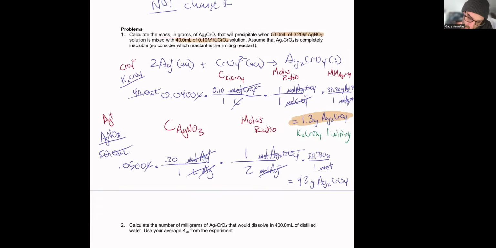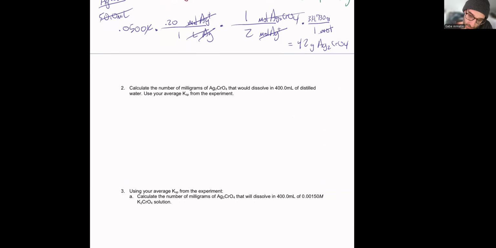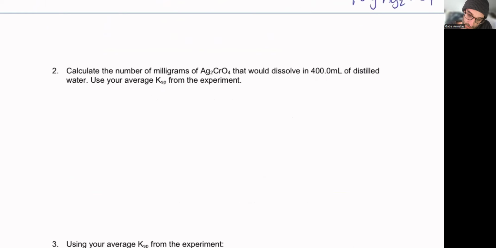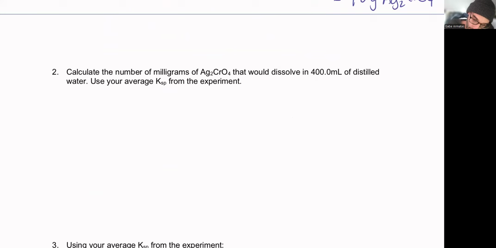Okay, moving on. So calculate the number of milligrams of silver chromate that would dissolve in 400 mils of distilled water. Okay, so a couple of things here. We are looking for milligrams, so we're going to use millimoles and milliliters here because it's going to make life much simpler, when you're using your average KSP from the experiment.